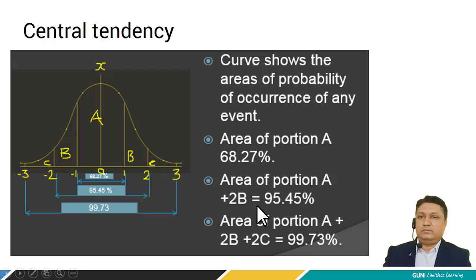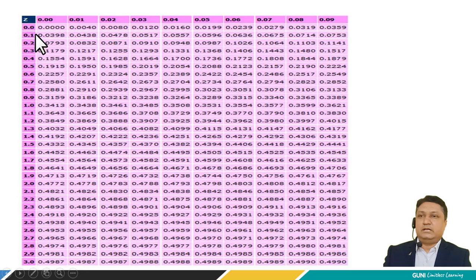68.27%, and the area of portion A plus 2B is equal to 95.45%. So here it is 95.45% total area A plus 2B, and the area of A plus 2B plus 2C is nearer to 100%, but exactly it is 99.73%. Here the vertical line shows the mean value, and for a normal distribution curve the values of mean, mode and median are equal.